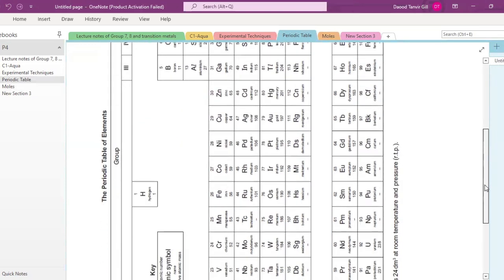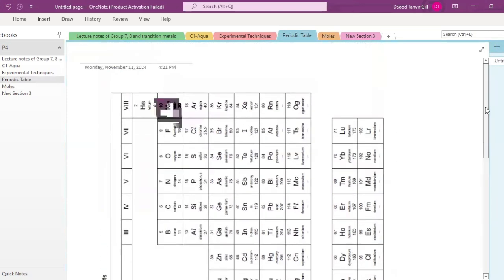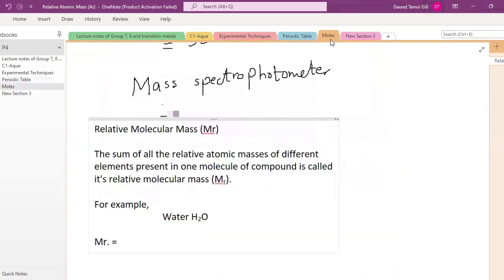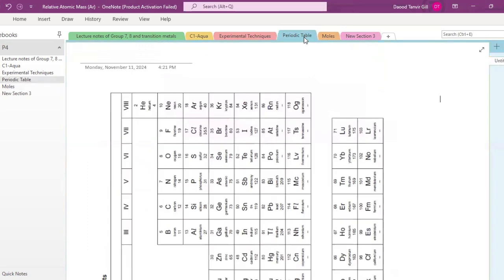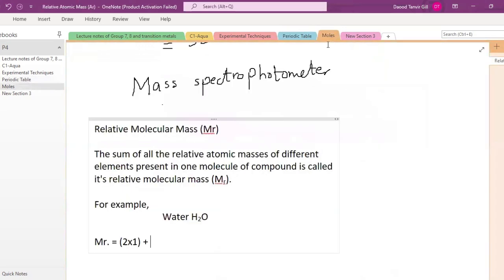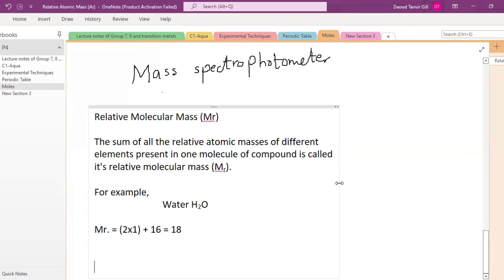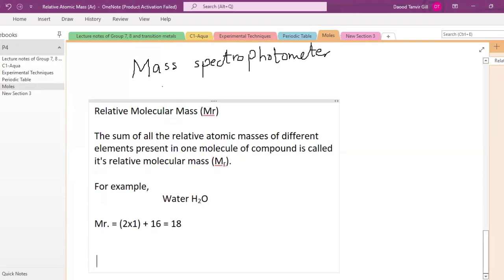It's 1. So what I will do is, since we have two atoms of hydrogen, I will multiply by 2 by 1, and then I will add the relative atomic mass of oxygen. We'll check it from the periodic table. It is 16. I'll simply add 16 and let's check what answer we get. It's 18.